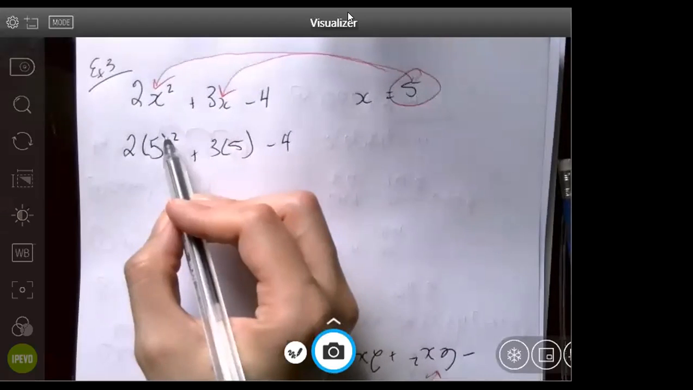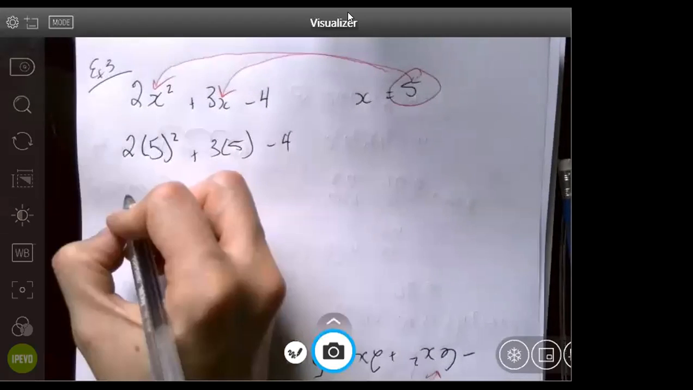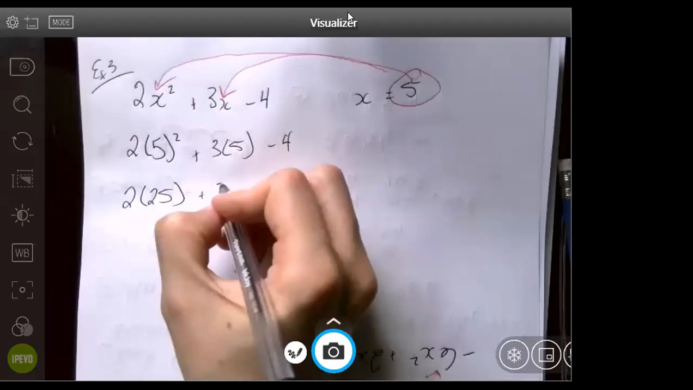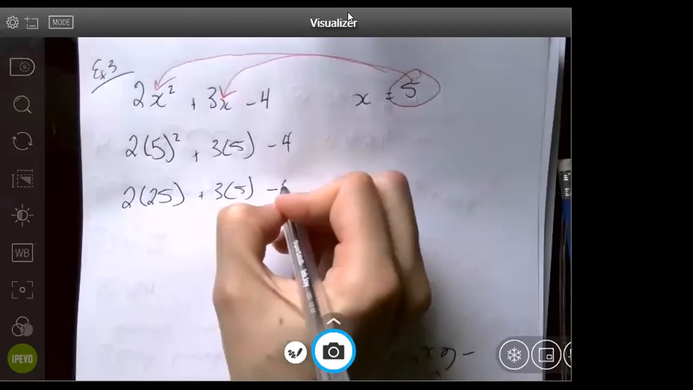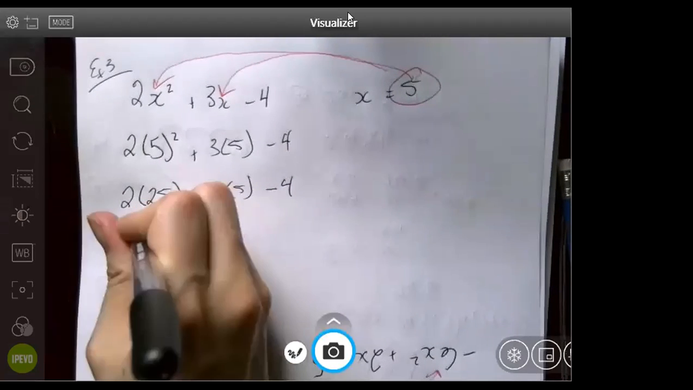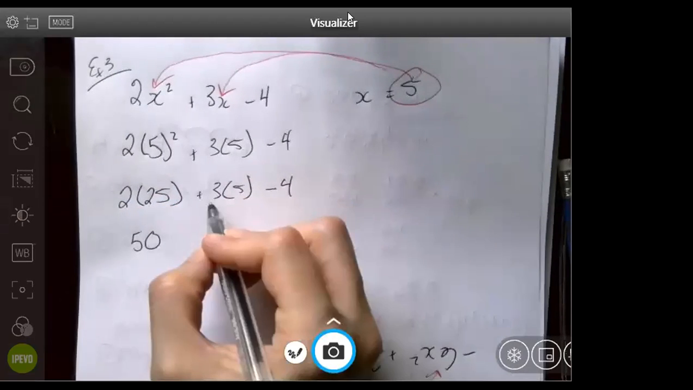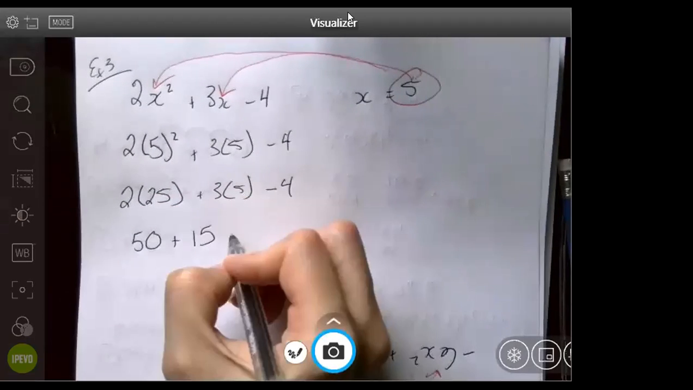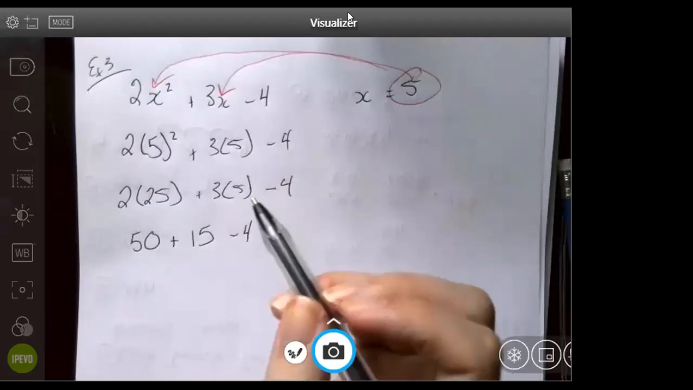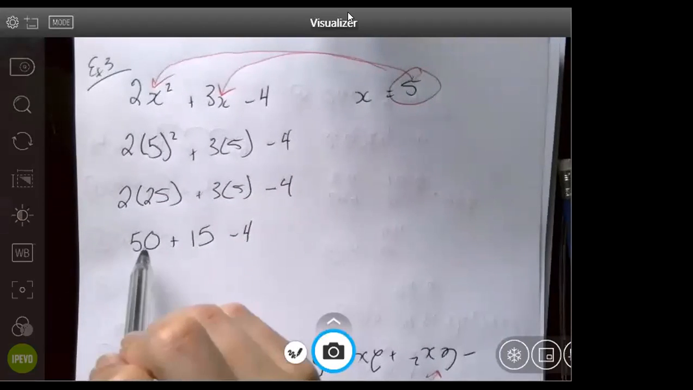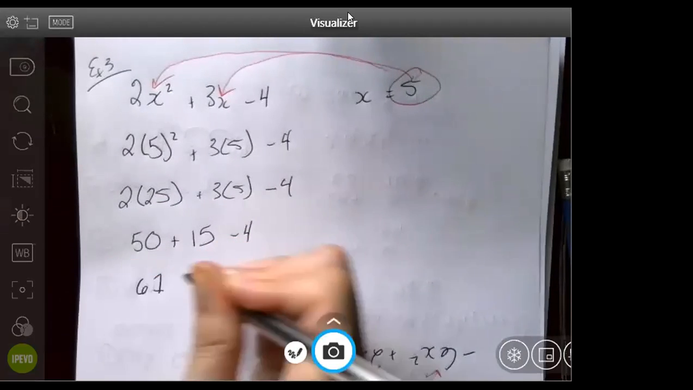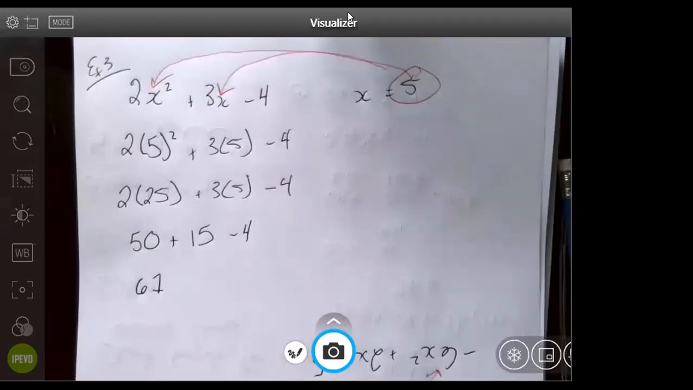So don't forget exponents happen before multiplication. So this would be 2 times 25 plus 3 times 5 minus 4. And then 2 times 25 is, of course, 50 plus 15 minus 4 would be 65 minus 4, 61 would be your final answer.